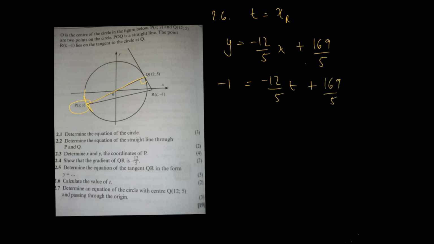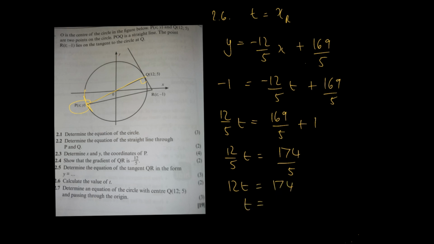Okay, so I'm going to bring my t term over to the left-hand side. That gives me 12 over 5t is equal to 169 over 5 plus 1. All right, what I would need to do now is add 1 to 169 over 5, so that would give me 12 over 5t equals 174 over 5. Because it's over the same denominator, I can drop it thus. 12t equals 174, and t has a rather odd value of 29 over 2.